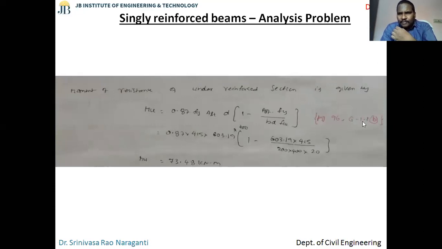From page number 96 of the IS code, we get this equation. The moment of resistance of an under-reinforced section is given by 0.87 fy Ast d into 1 minus Ast fy divided by b d fck. Substitute all the values. fy is the characteristic strength of steel, which is given as 415. Ast is 3 bars of 16 mm. The effective depth is given as 400. That's what I have written: 400 into 1 minus Ast fy divided by width 200, effective depth 400, and M20 grade concrete. We substitute all the parameters and compute the moment of resistance. That's simple. This is how we find the moment of resistance of the given section.